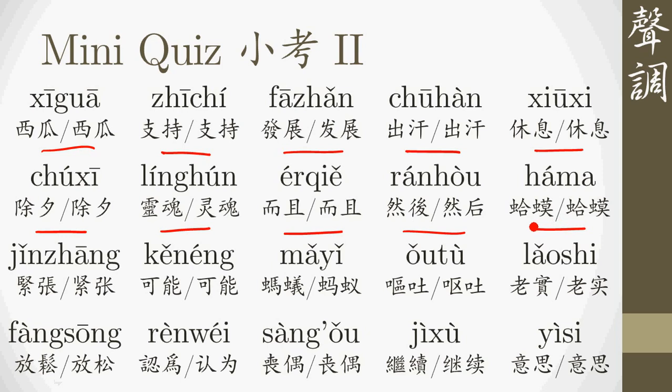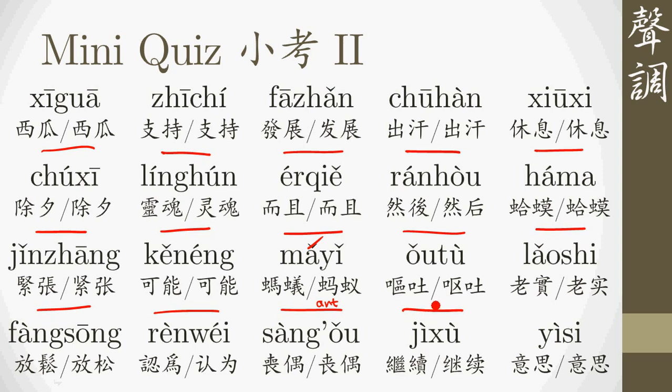Next, 蛤蟆, which is frog, 蛤蟆. Next, 紧张, 紧张, which is nervous. Next, 可能, which is possible, 可能. 蚂蚁, which is ant, as in ant, ant. Mayi. Don't forget the tone change. This is really pronounced in the second tone. Next.